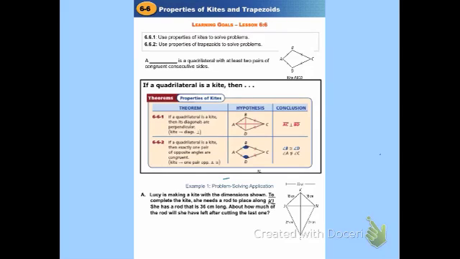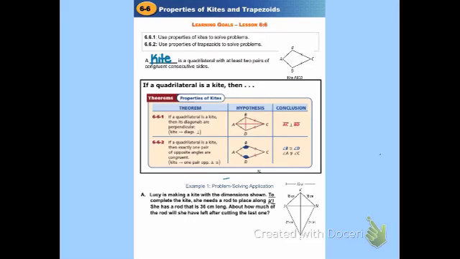We've actually just finished up talking about all the other special quadrilaterals. We talked about rectangles, rhombuses, squares, parallelograms, things like that. And so now we're going to focus on the other members of that family tree, the kites and the trapezoids.